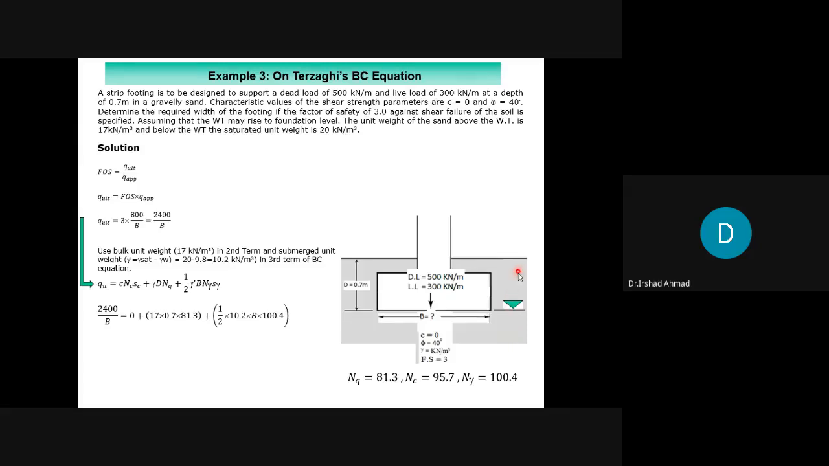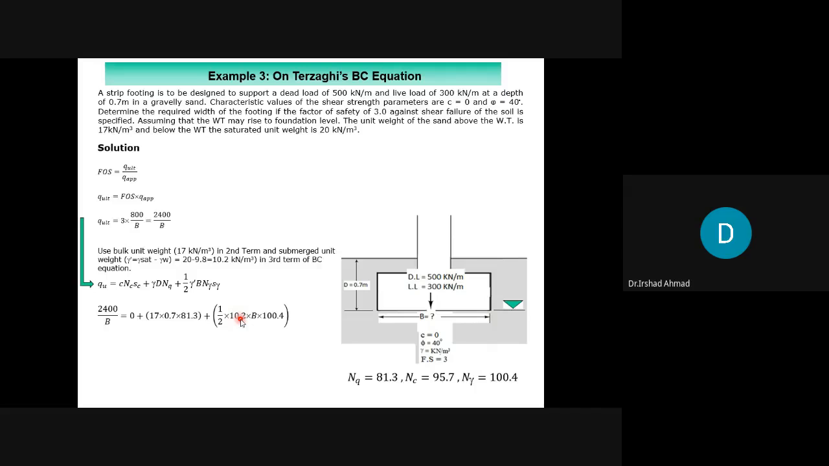So the second term here, the unit weight above the water table is 17. So you use 17 for this second term. But for the third term, you have to use submerged unit weight. 20 is the saturated unit weight minus 9.8 is 10.2. So here gamma prime in the third term, you have to use submerged unit weight.